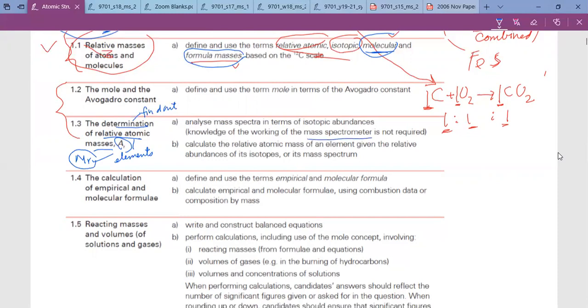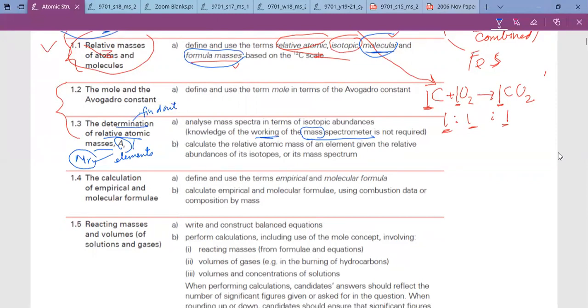Spectra means they bring up a whole chart for you, with peaks and lines or whatever. Meter is to measure. And they measure what? Mass. Nothing else. How heavy the particles are. How do you break up all the particles, all the stones or whatever? I'll show you. Now the working of this is not required, which means they won't ask you about the working, but I'll show you how it works.